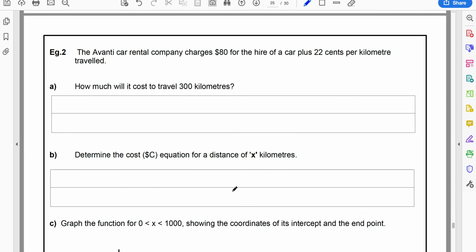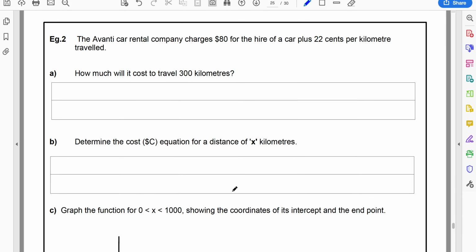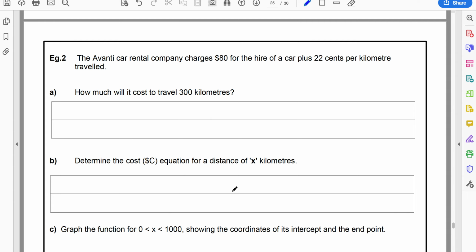So moving on to our next one. This is our third one of 4. This one here, we've got a charge. So these are popular ones. This is a car rental company. And in this one, we've got $80 for the hire of a car. And then we've got a cost per kilometre. Again, that per is really important.